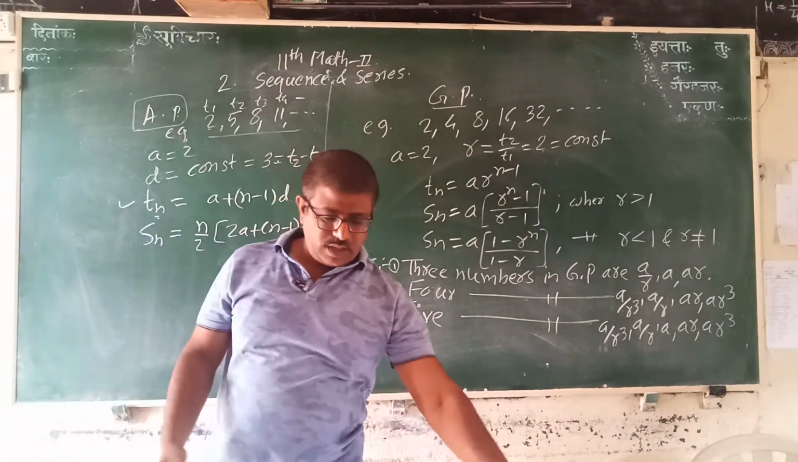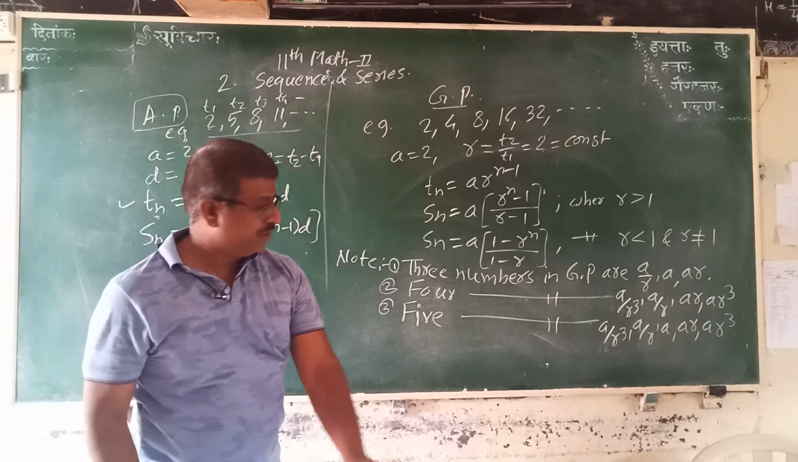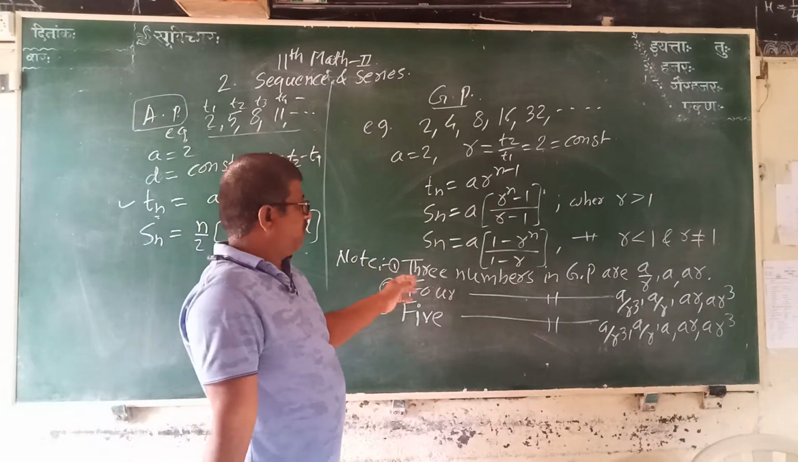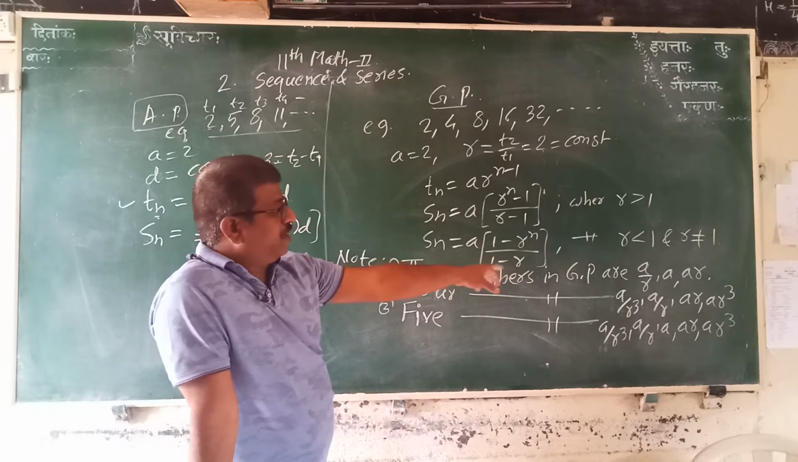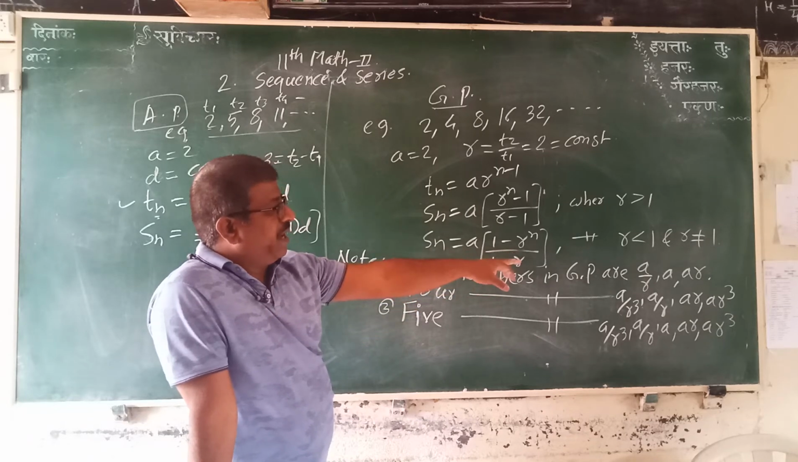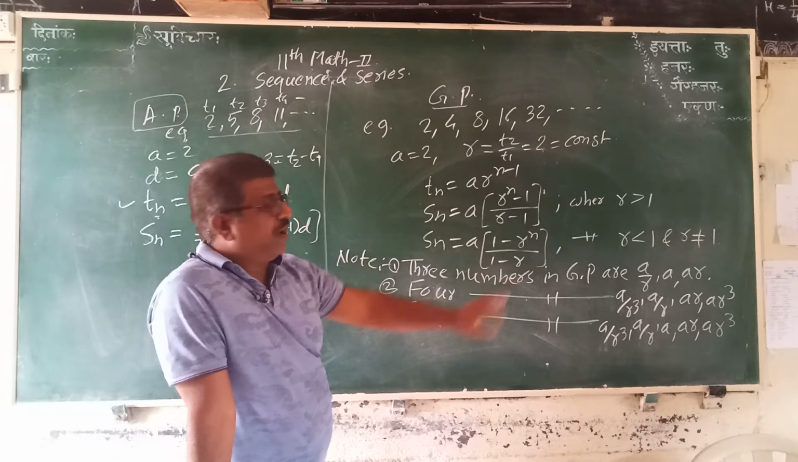Hence, in the theory part, we take the reminders, that is 3 numbers in GP. What can you assume? You assume that the 3 numbers are a upon r, comma a, comma ar.